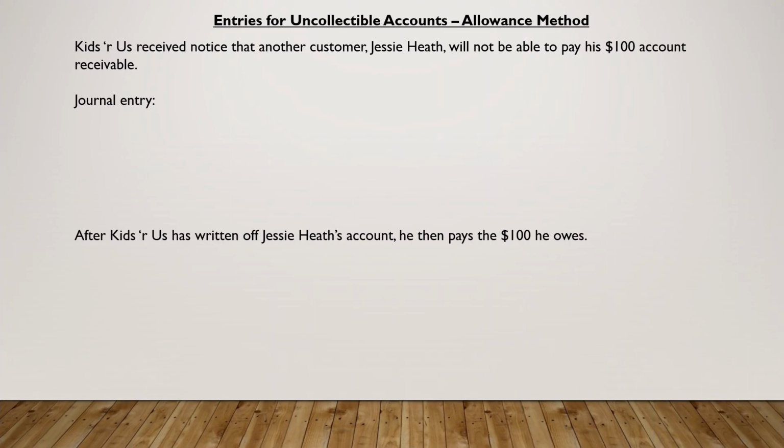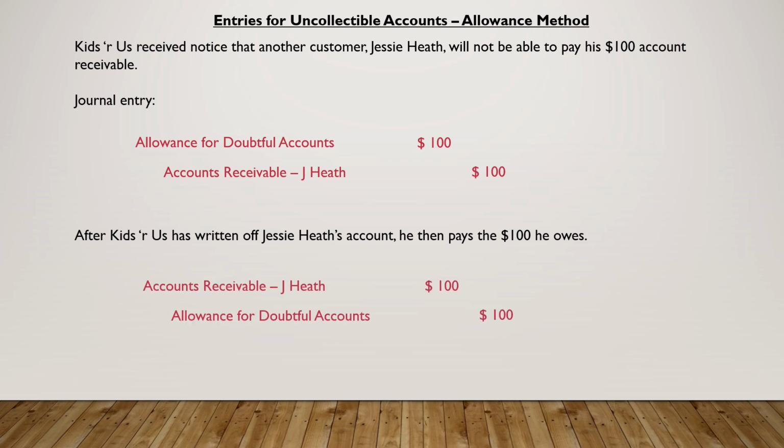Shortly thereafter, another customer, Jesse Heath, noted that he would not be able to pay his $100 amount owed. Write off that receivable exactly as in the previous example. What if Jesse subsequently pays off that $100 to maintain a good credit standing? First, reinstate the AR by reversing the write-off entry. Then recognize the cash collected on that receivable.